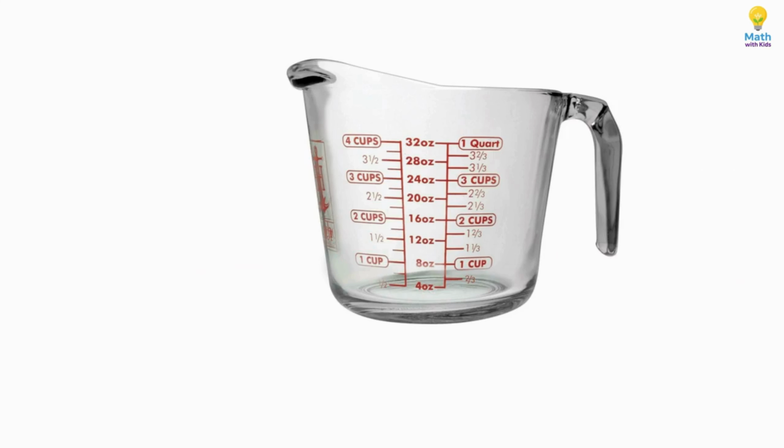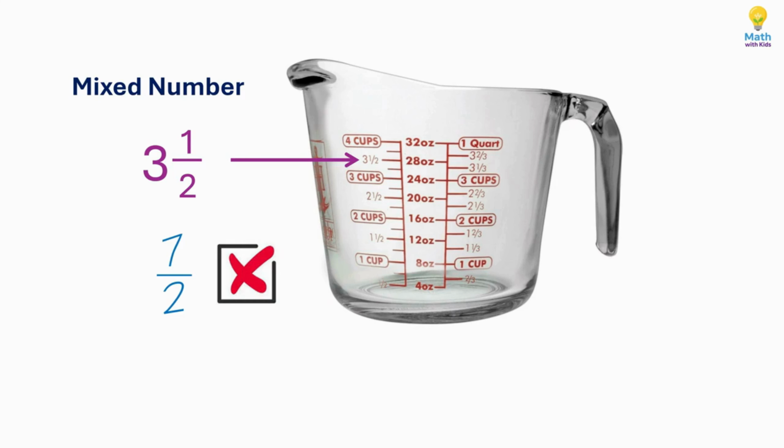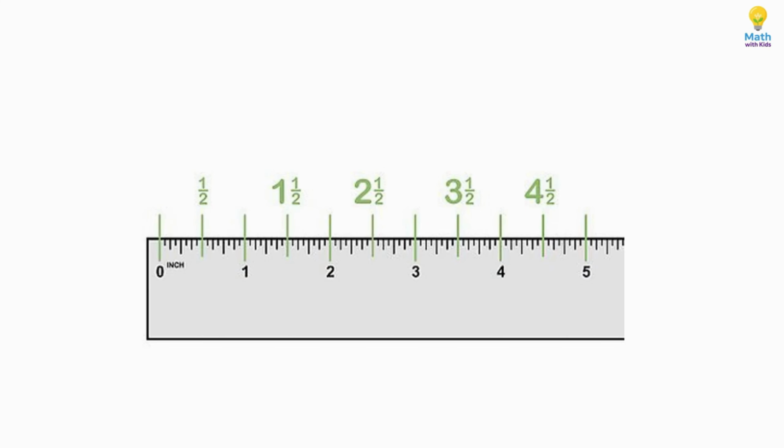Mixed numbers are everywhere. On measuring cups, you'll often see 3½, not 7 halves. On rulers, you'll see 4½, not 9 halves.